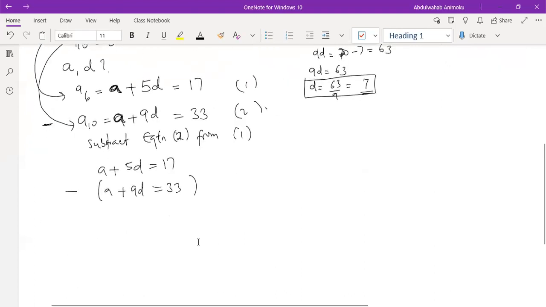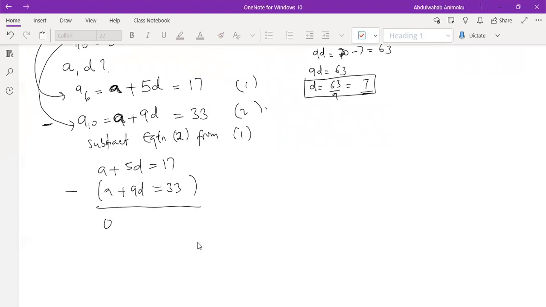So which will give us what? A minus A will be 0. 5D minus 9D, that will be what? Minus 4D. 17 minus 33, that should give us what? Somebody should help us calculate that. 17 minus 33 will give us minus 16, okay?